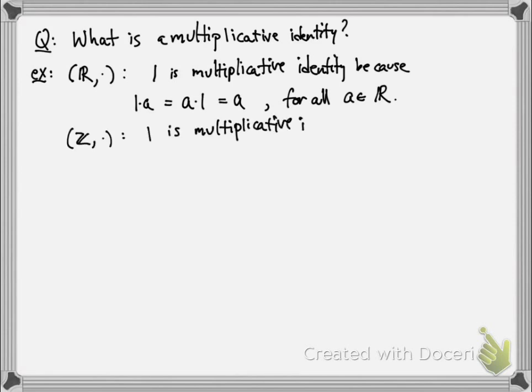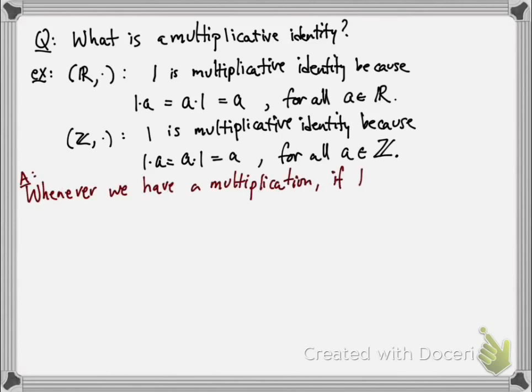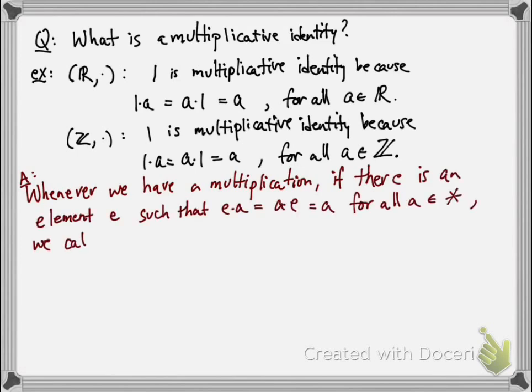Similarly, for the integers, 1 is a multiplicative identity because 1 times a is a times 1 is a for all integers a. So whenever we have a set that's closed under multiplication, so there's a multiplication defined on it, if there's an element e that has the property that e times a is a times e equals a for all elements a in that set, then we call e a multiplicative identity.